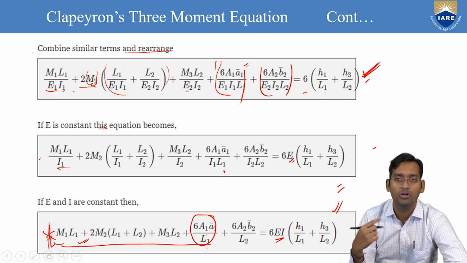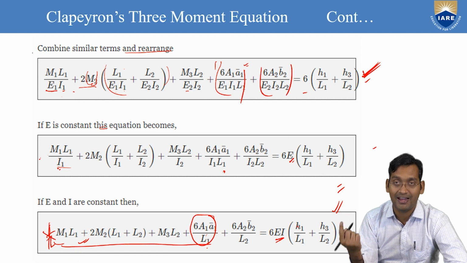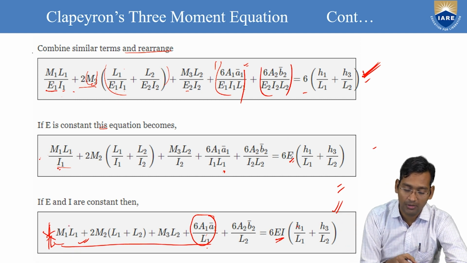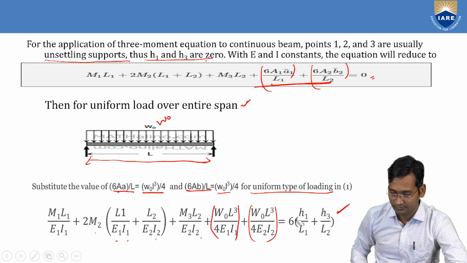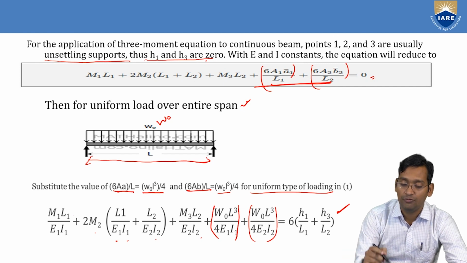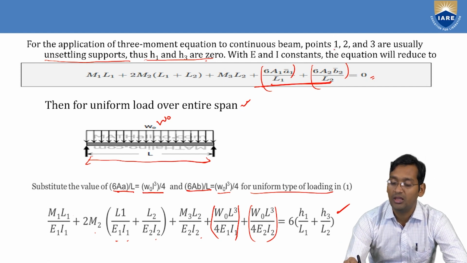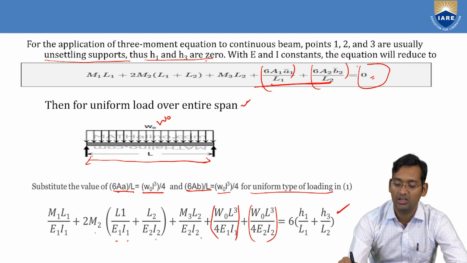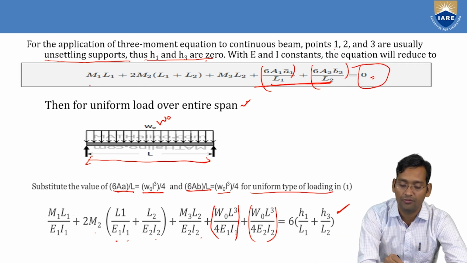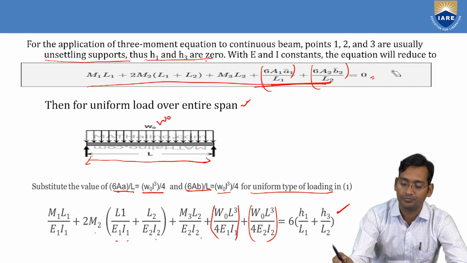So 6E. Now, if I is also constant, meaning E and I both are constant, then again the same 1 by I is common, so that I gets multiplied here, and that becomes 6EI. Okay, so now finally, for unsettling supports, H1 and H3 will be equal to 0. So the right side totally becomes 0. So this will be the final equation.